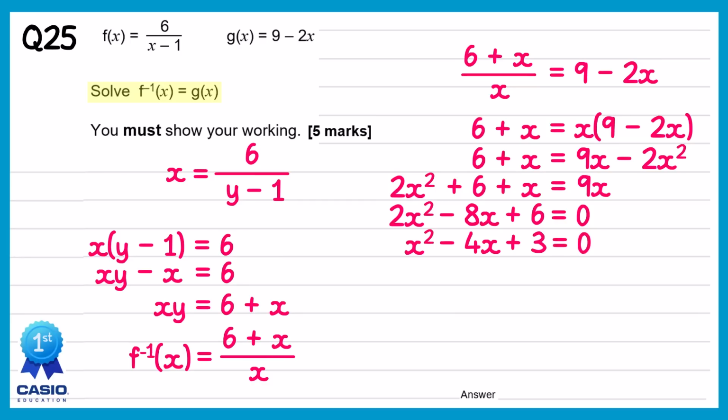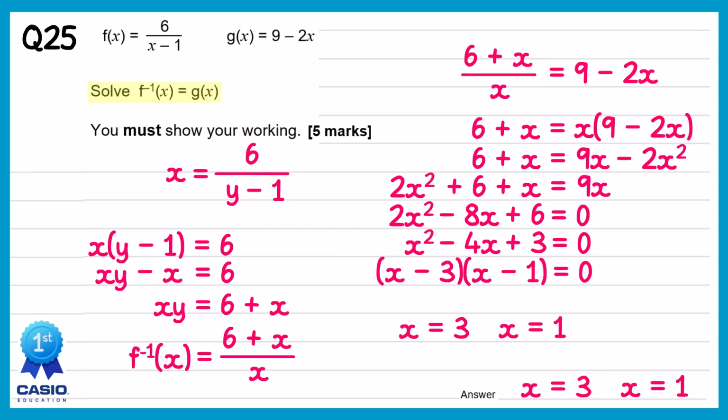Fortunately, this quadratic equation will factorise, so we can factorise it into x subtract 3, x subtract 1 equals 0, which gives you two solutions, x is equal to 3, and also x is equal to 1. So there are your two answers, x equals 3, x equals 1.